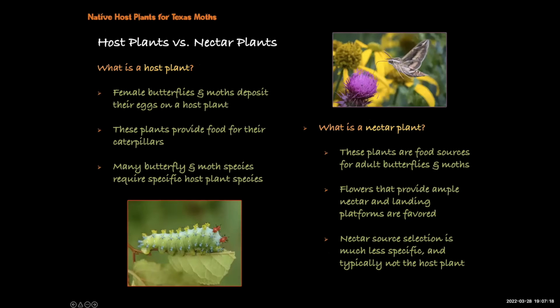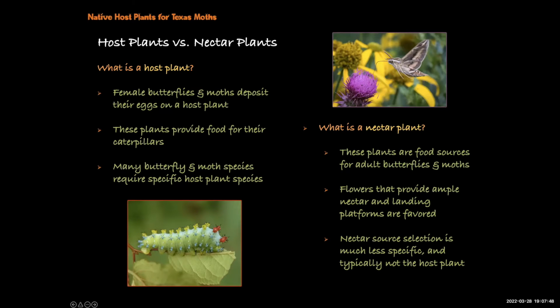So let's talk a little bit then about native plants. And for this talk, we want to know the difference between host plants and nectar plants. Host plants are the plants that female butterflies and moths deposit their eggs on. These are the plants that provide food for their caterpillars. And it's very specific in a lot of ways. Many butterfly and moth species require these specific species of host plants in order for their caterpillars to eat.